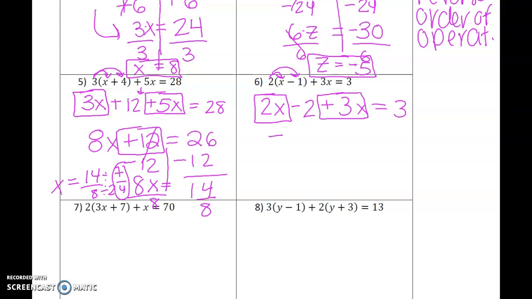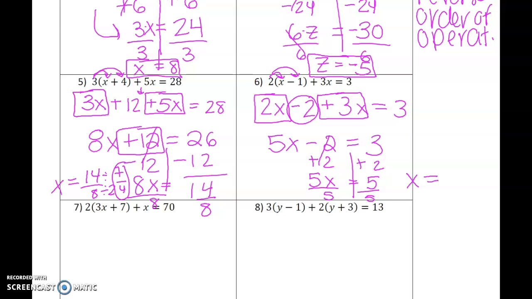So 2x plus 3x, that gives me 5x. I still have my minus 2 by itself equals 3. And I'm going to add 2 to both sides. And I get 5x equals 5. Divide by 5 on both sides, and I get x equals 1.